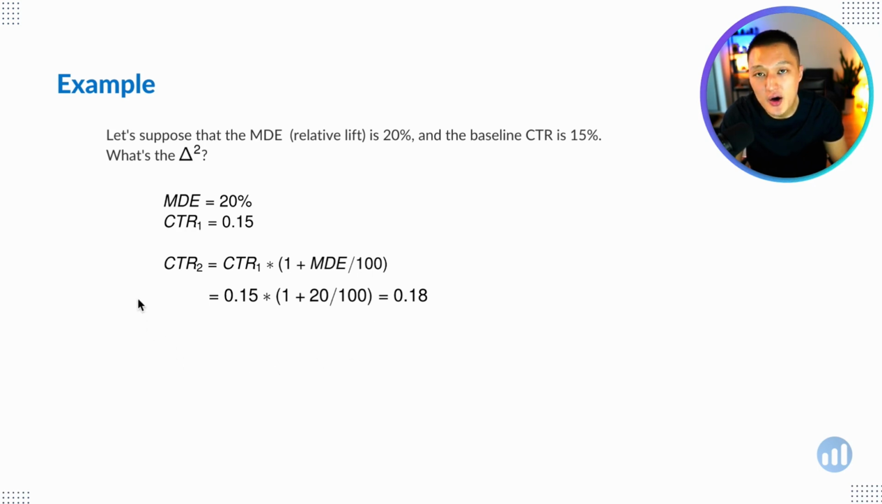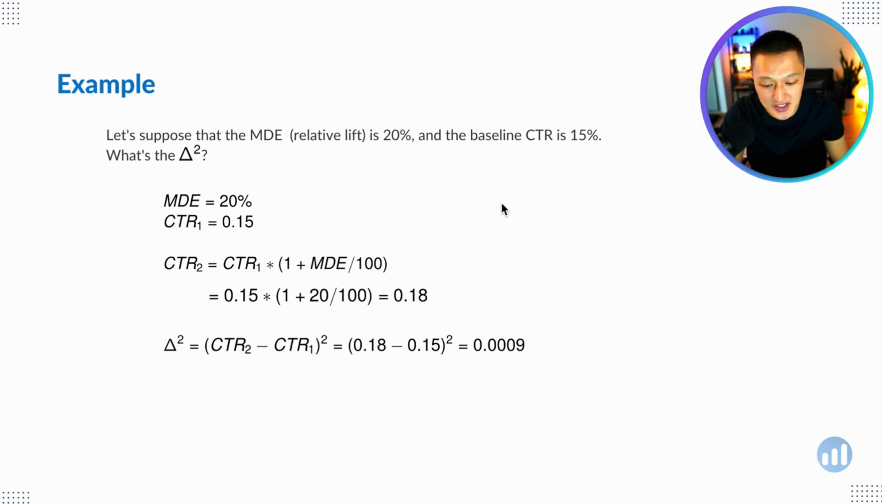So what is CTR of 2? It is going to be 0.15 times 1 plus 20 divided by 100, which is equal to 0.18. So now that we know what our CTR of 2 and CTR of 1 are, what is going to be the delta squared in this case? So the delta squared is equal to CTR of 2 minus CTR of 1, squared, and when we plug in our values, it is going to be 0.18 minus 0.15, squared, which is equal to 0.0009. So this is an example of how we translate our MDE to the delta squared, which is a required form for the sample size calculation.